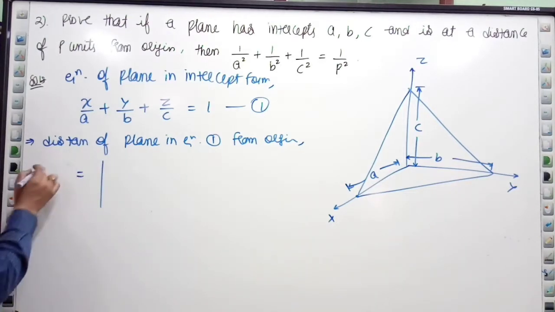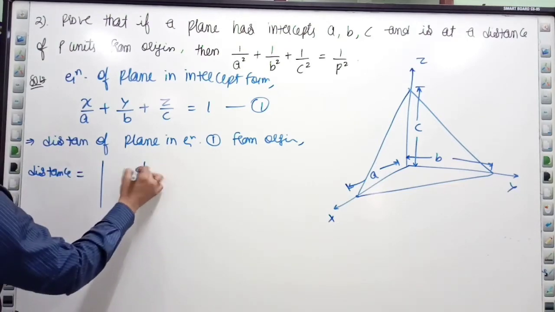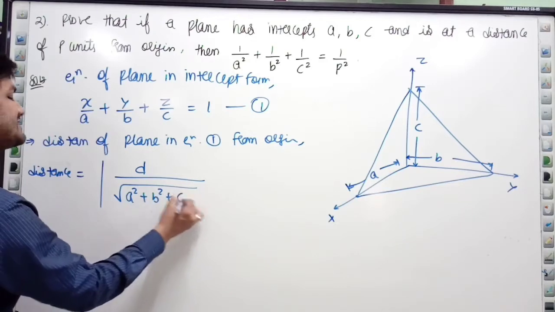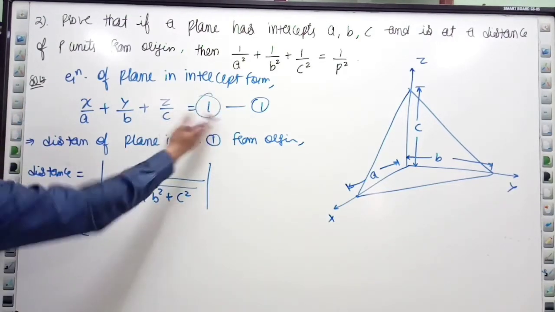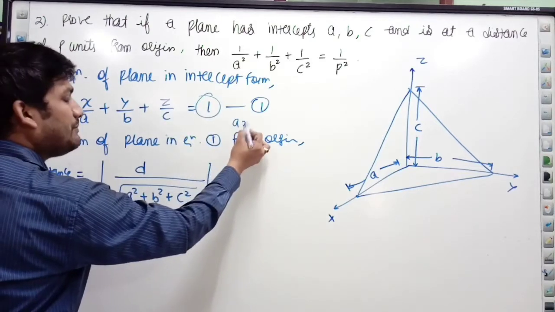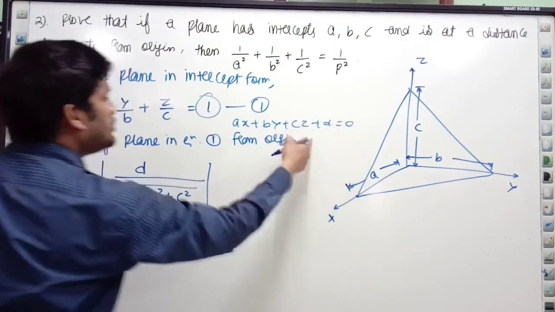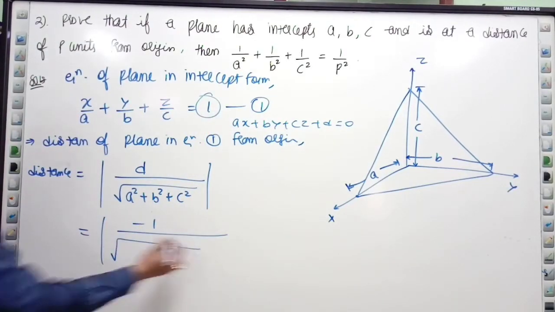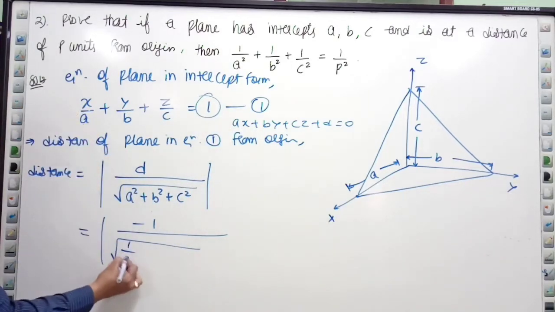What is the formula? Distance from origin, distance equal to d upon under root a square plus b square plus c square, right? What is d? If I take it on the left hand side, we need to compare with ax plus by plus cz plus d equal to 0. So here d is minus 1, upon under root. What is a? Coefficient of x. Coefficient of x is 1 upon a.